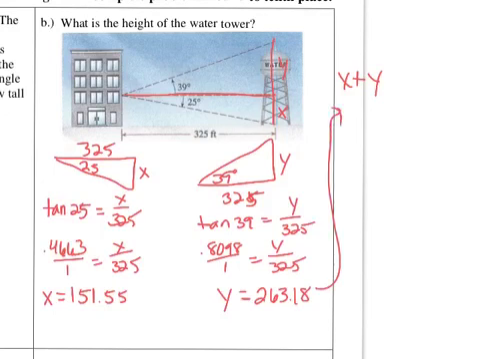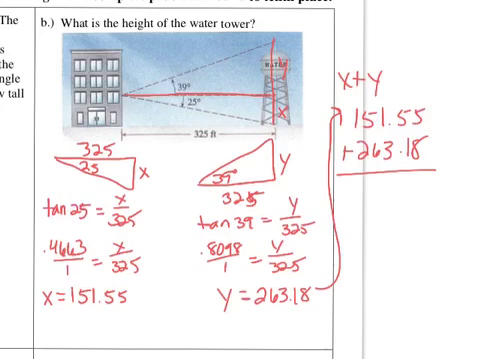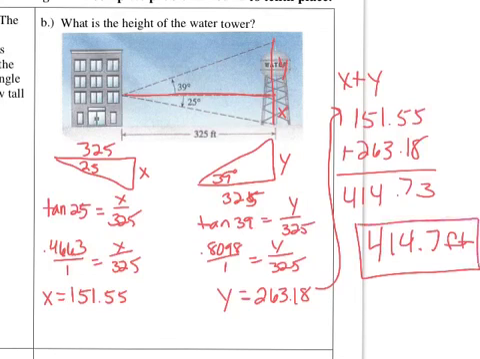Now you're going to add them together. 151.55 plus 263.18. If you add those two together, you end up with, let's see, 414.73. So rounded to a tenth, it's 414.7 feet. Again, we broke this problem up into two right triangles, and we just added the final answers together.